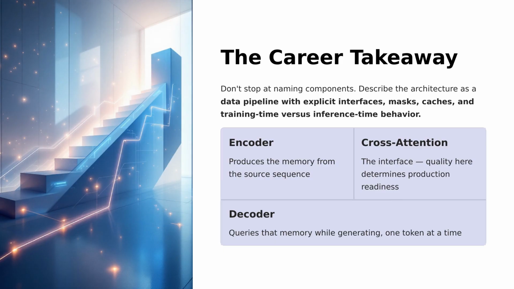The key career takeaway is this: don't just name the encoder, cross-attention, and decoder. Explain the architecture as a data pipeline. The encoder turns the source sequence into memory. Cross-attention is the interface to that memory, and its quality often determines whether a system is truly production-ready. Then the decoder queries that memory one token at a time, with clear attention masks, cache behavior, and distinct training versus inference behavior.